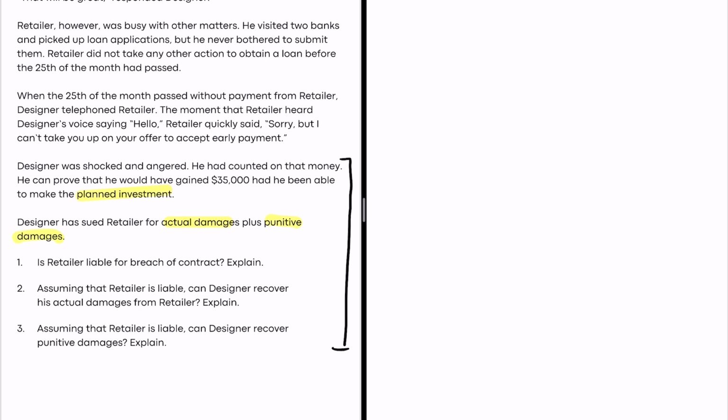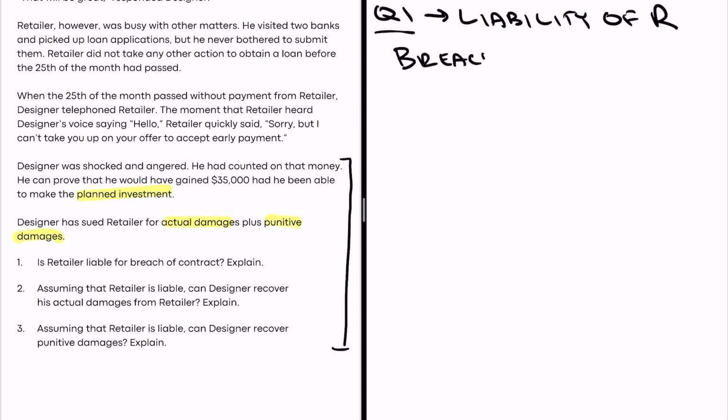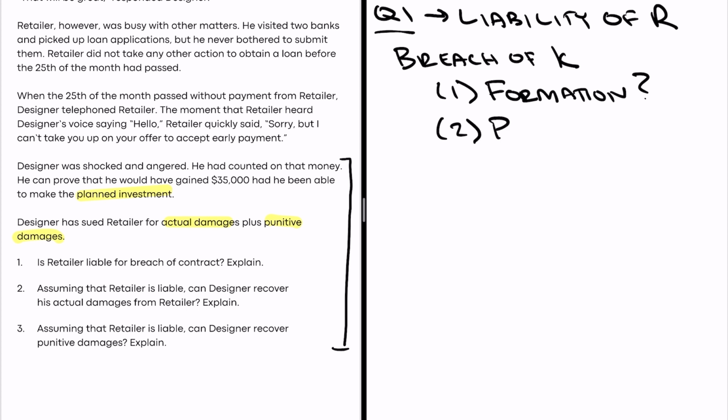So we can kind of make an issue spotting checklist over here on the right side of the screen that we'll want to keep in mind as we begin to actually read the fact pattern. But we're thinking about question number one. It's all about the liability of retailer for breach of contract. So this is just going to be a standard breach of contract analysis. In order for retailer to be liable for breach of contract, we need two things, right? Number one, we have to think, is there formation of a traditional enforceable contract? And if there is, has retailer failed to perform under the terms of that contract? So we have to think about formation and performance, right?